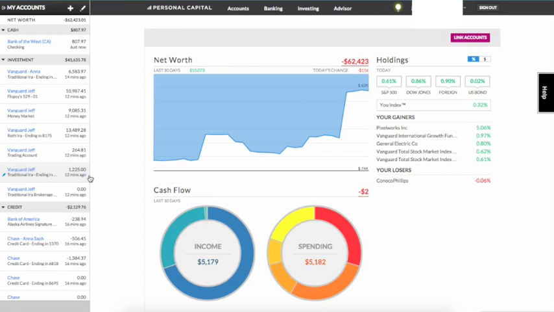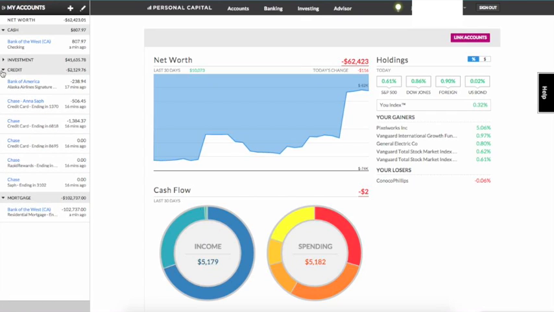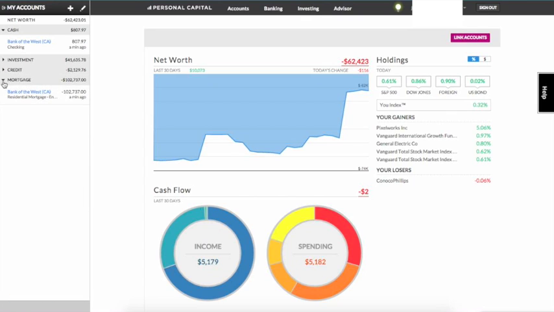So, you've got all your accounts here. You've got your net worth, all your cash accounts, which are checking, savings, things like that, your investment accounts under those, any credit cards that you might have below that, and your mortgage, home equity lines of credit, things like that, or other debt are down at the bottom.